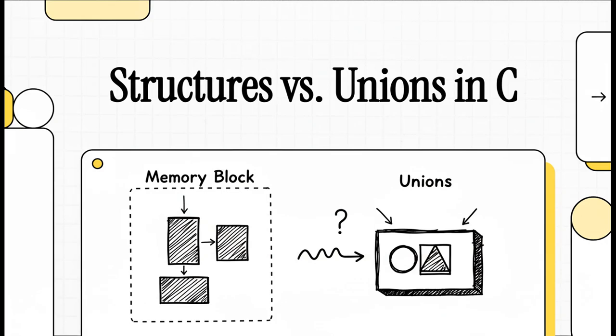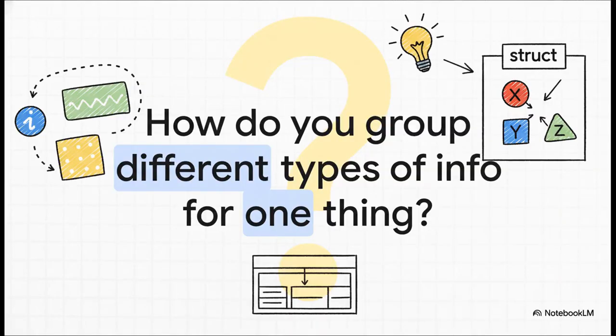All right, let's dive right in. Today, we're tackling two fundamental concepts in C programming that, let's be honest, can be a little confusing: structs and unions. By the time we're done here, you'll know exactly what they are, how they're different, and when to use each one. So let's kick things off with a problem every single programmer runs into.